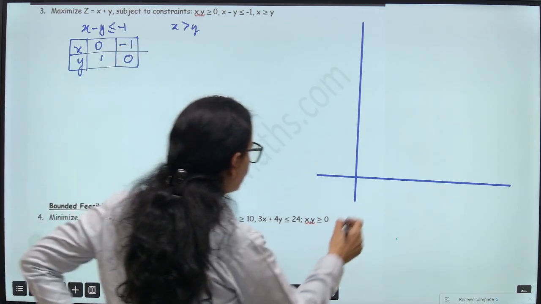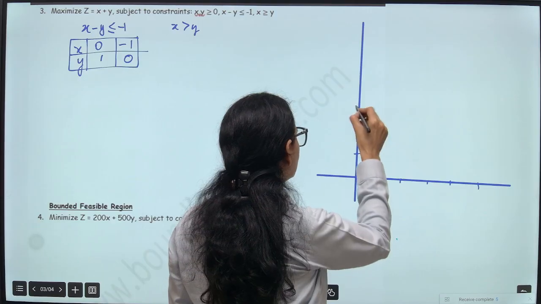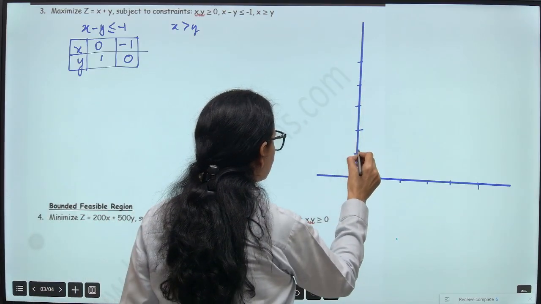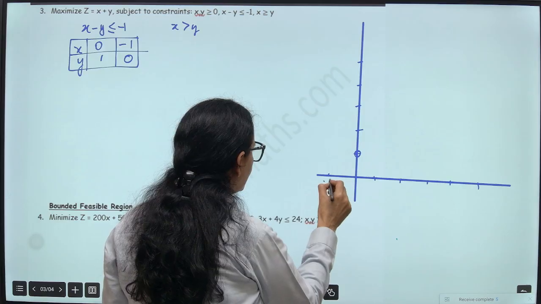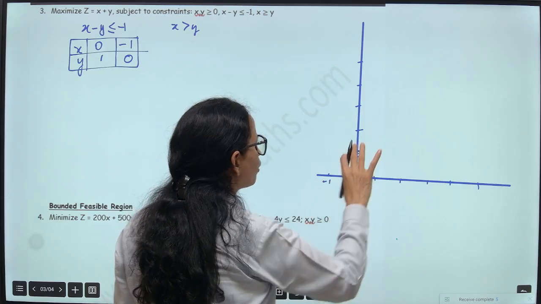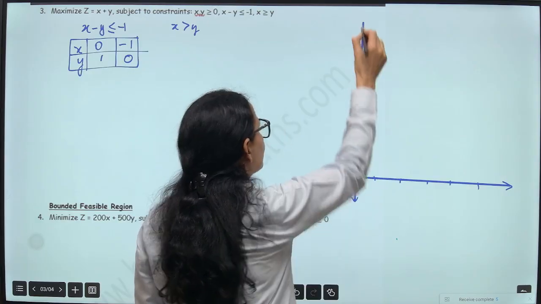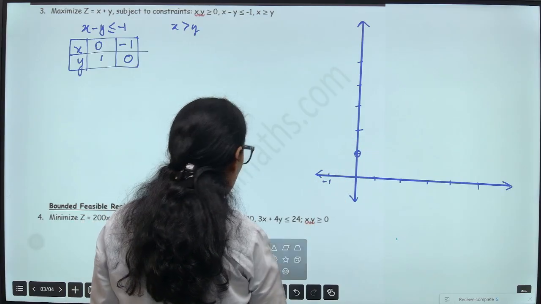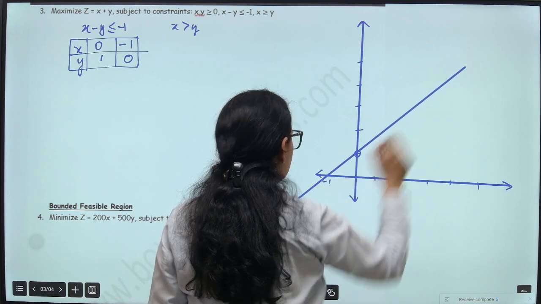So let's plot this. X is 0, then y is 1. This is one of the points, and when y is 0, x is minus 1. It can have a negative value even though we are interested in the first quadrant, but for drawing the graph of the inequality, it may go into the negative quadrant, so it is perfectly okay. So now how do we draw this? The graph of this inequality is going to be like this, right?